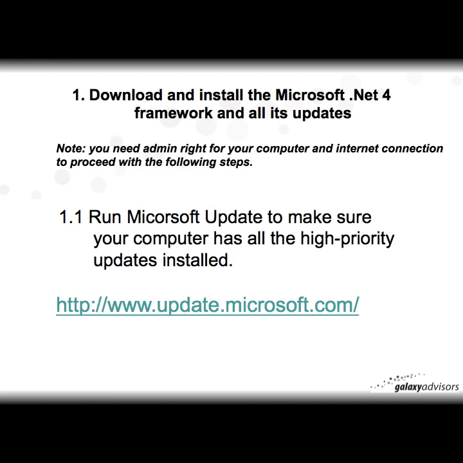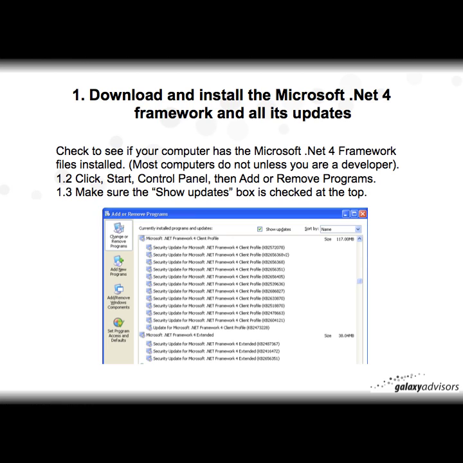So the first thing, before you get to that, is to run a Microsoft update to make sure your computer has all the high priority updates installed. So go to the website update.microsoft.com and then proceed from there of downloading and installing any updates that you may have for your computer. The second thing is really to check to see if your computer has Microsoft .NET 4 framework on it. Most computers do not unless you really are a developer and use this.